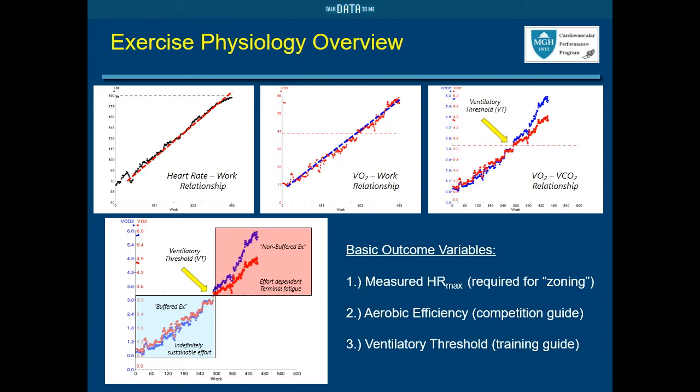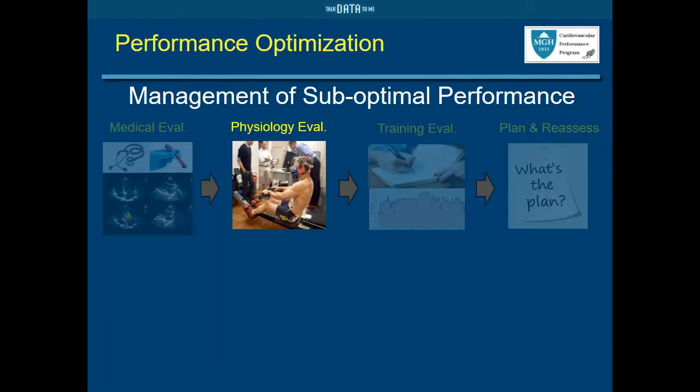Second thing we do is look at aerobic efficiency, which is the slope of the oxygen work relationship. And this is a useful guide to give athletes an idea of how hard they should push during various competitions. And then again, this measurement of the ventilatory threshold, which I'll return to.